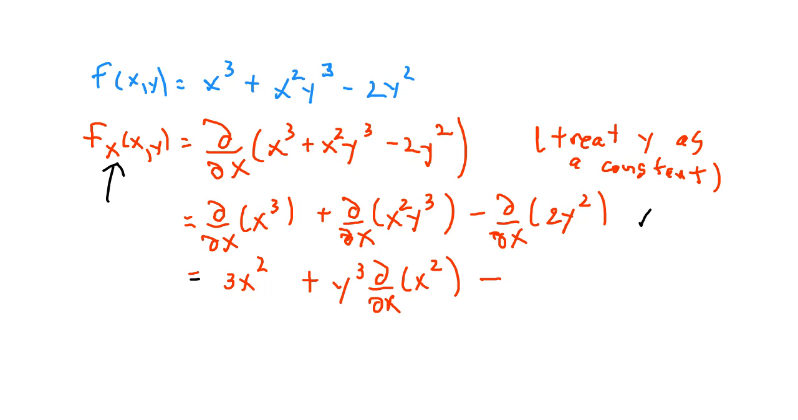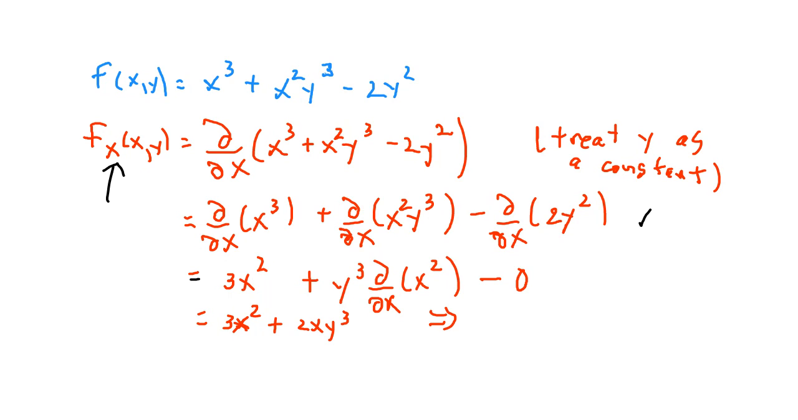The third part, the partial derivative of 2y squared with respect to x, would just equal 0 because we're treating y like a constant. So 2y squared is a constant. If you differentiate a constant, you get 0. So what you're going to end up getting is 3x squared plus, well, the derivative of x squared is 2x. So 3x squared plus 2xy cubed. See that?